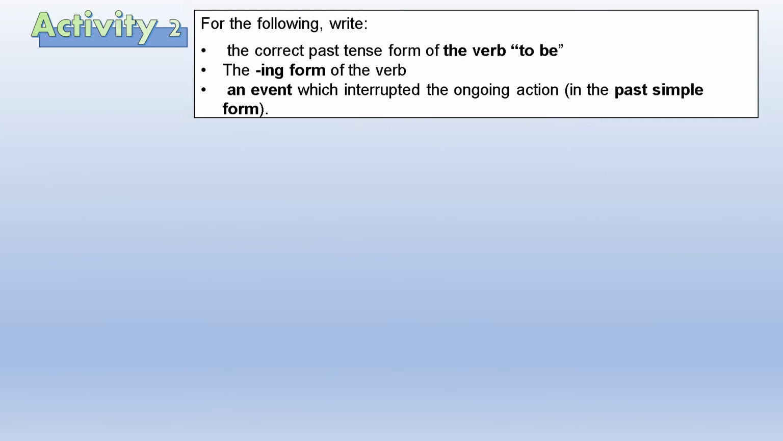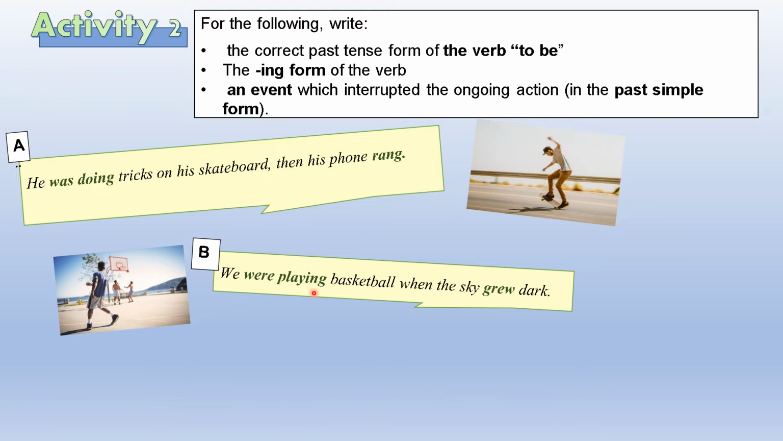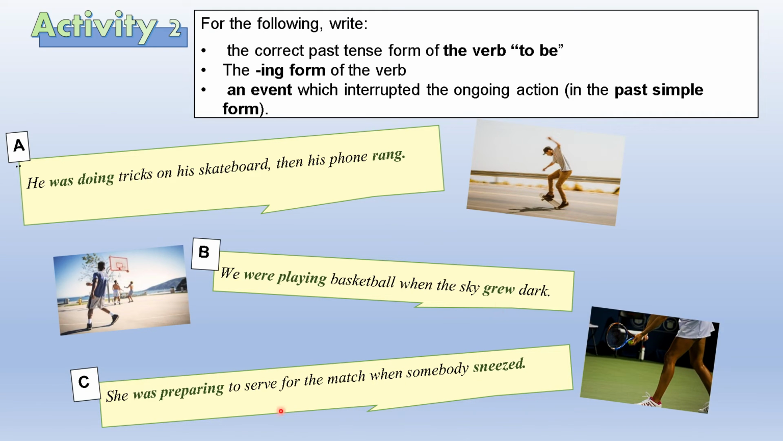Okay, let's go over the answers for this. So A, he was doing tricks on his skateboard, then his phone rang, the past simple form of the verb ring. B, we were playing basketball when the sky grew dark. So grew, the past simple form of the verb grow. C, she was preparing to serve for the match when somebody sneezed.